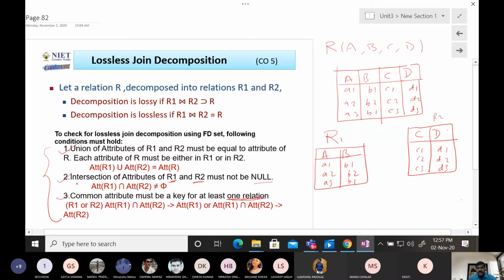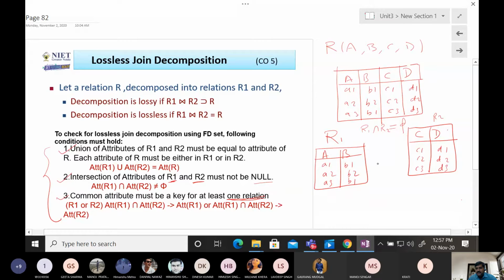Now let me know whether condition 2 is satisfied or not. If we take the intersection, R1 intersection R2, in this case no attribute is common. So the second condition is not satisfied in this decomposition. You can immediately say this is a lossy decomposition, not a lossless decomposition.